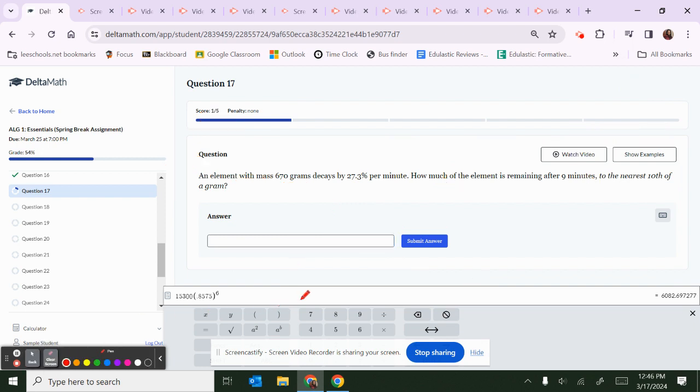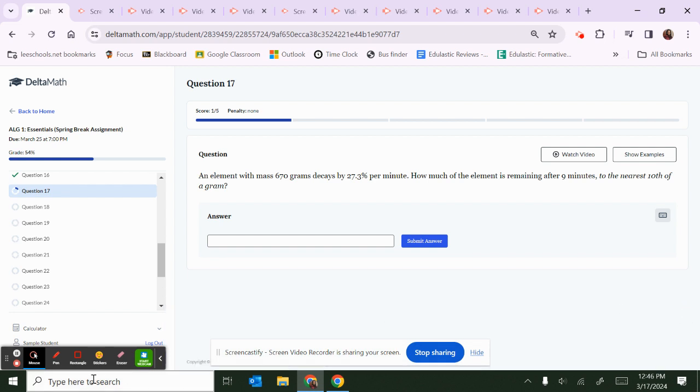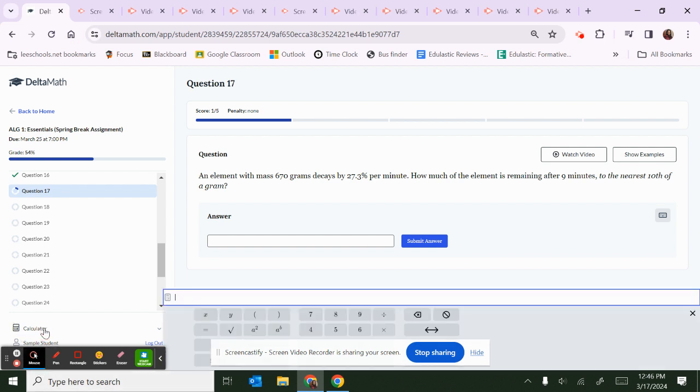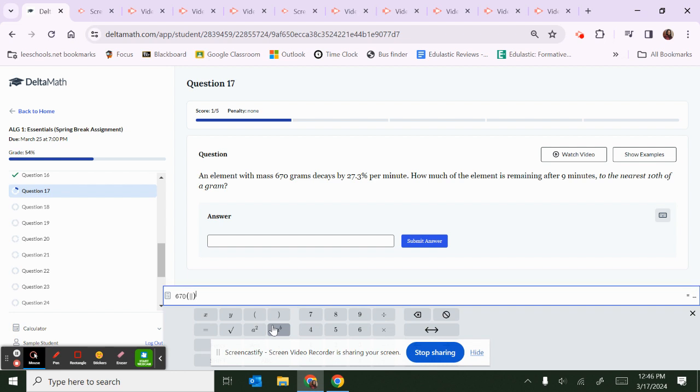So this is a problem all you guys should know very, very well. So let's do this next one. I'm going to use my calculator quite closely. So I'd have 6,670 as my initial. Parentheses, my time is 9 minutes.